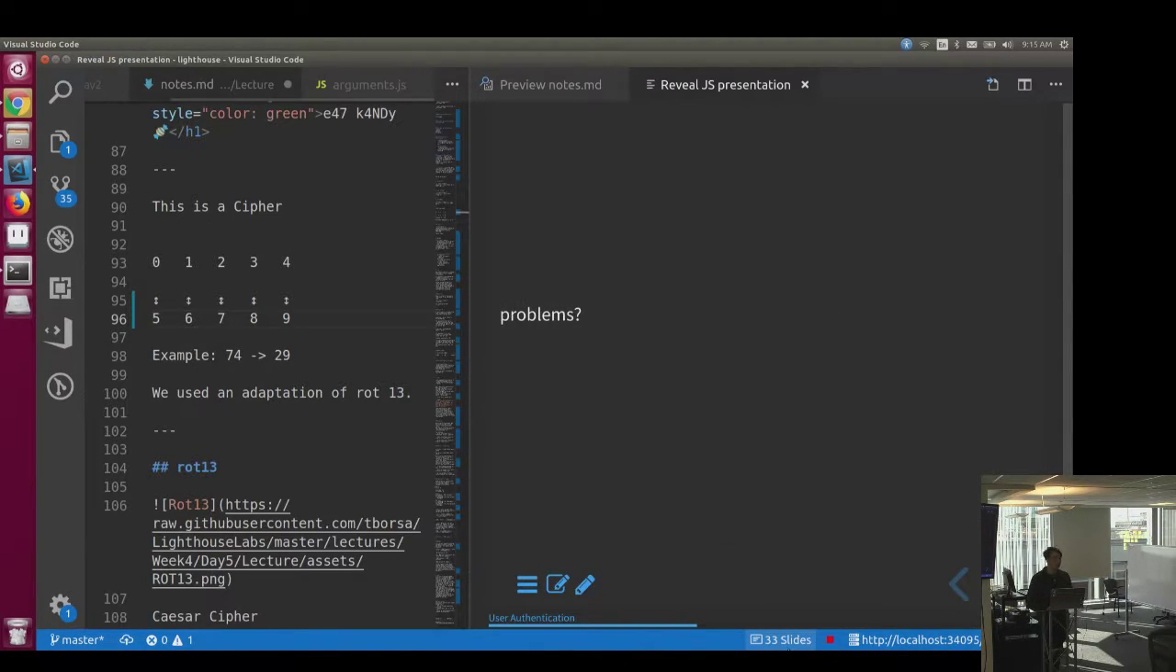But what are some problems with this encryption right now, or even the one that we were doing beforehand? Yeah, the algorithm's too simple. It's pretty predictable. What are some other problems, even if we were using the ROT13 one with all the letters?